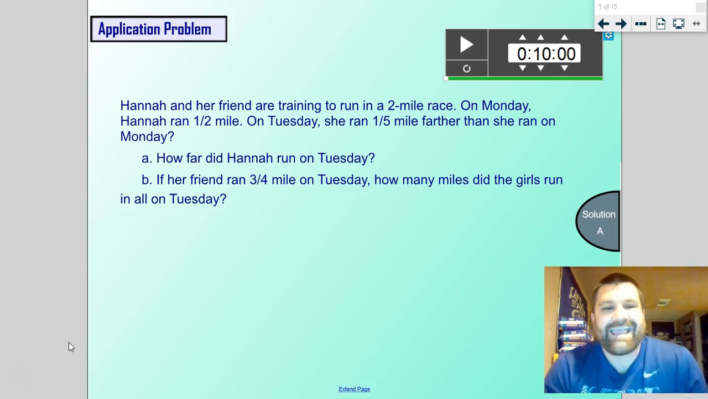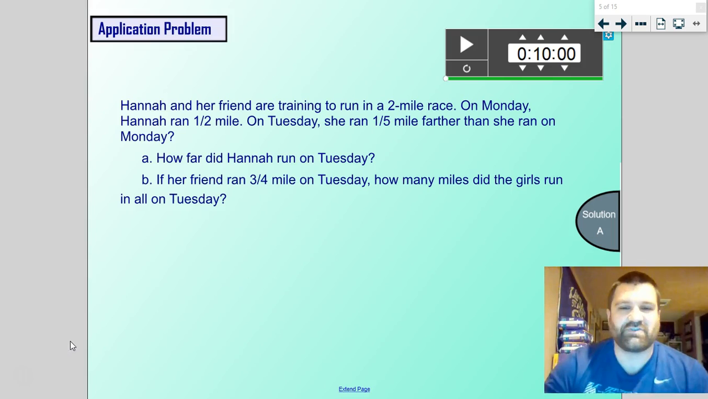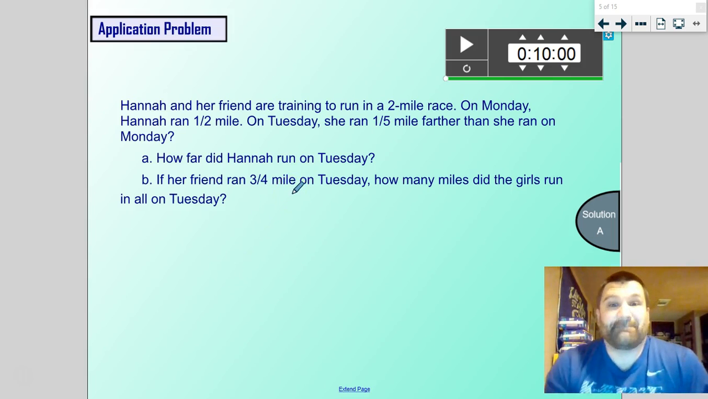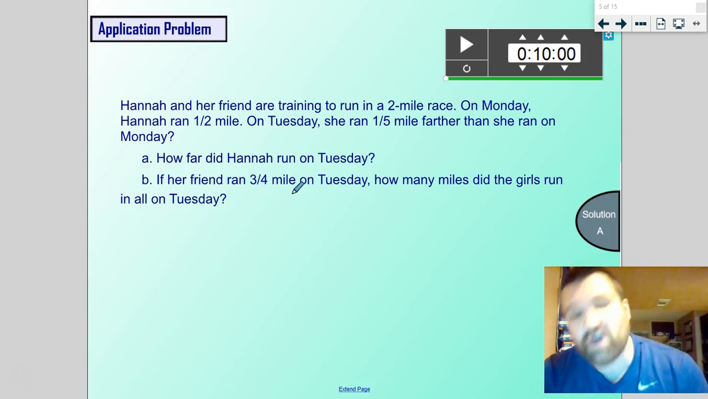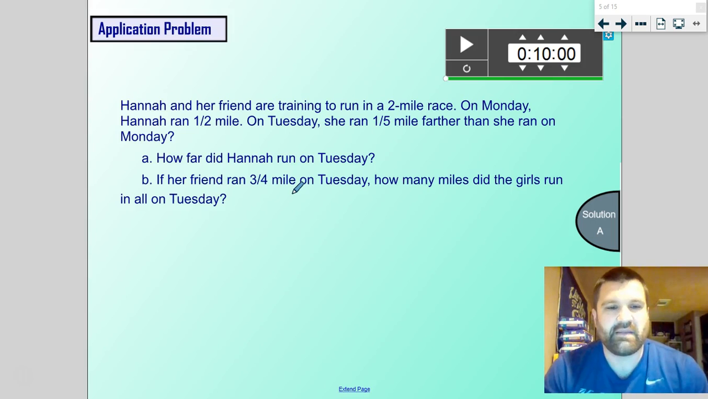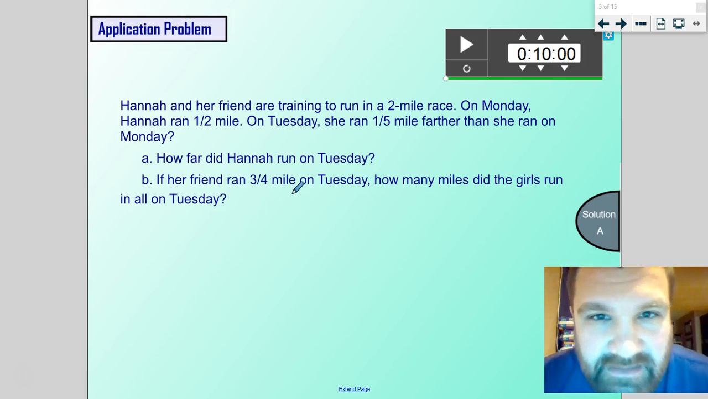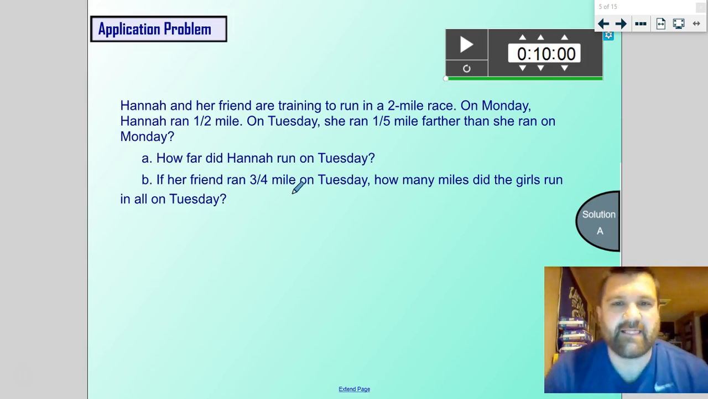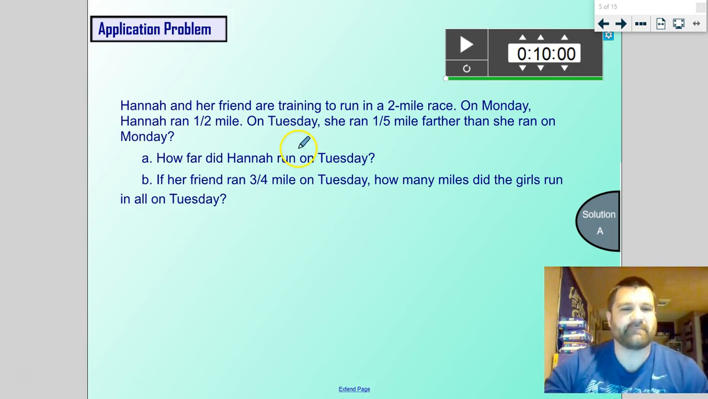Here we go. Hannah and her friend are training to run in a 2-mile race. On Monday, Hannah ran a half-mile. On Tuesday, she ran 1/5 mile farther than she ran on Monday. How far did Hannah run on Tuesday? This is easy. Let's look at it.